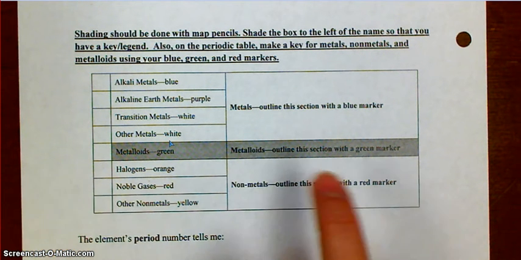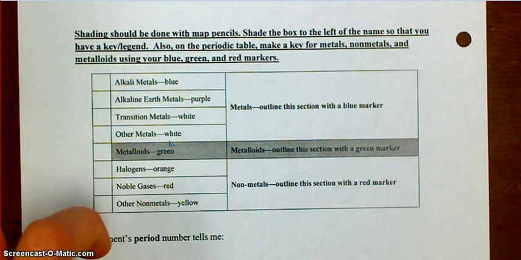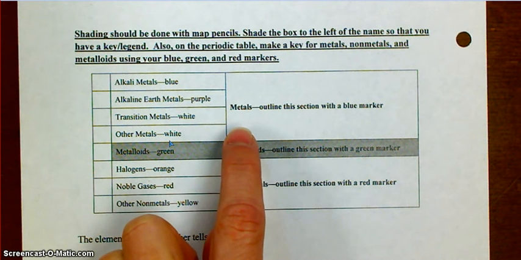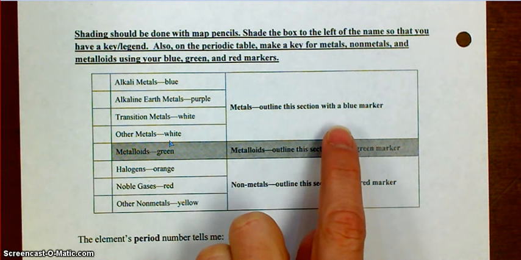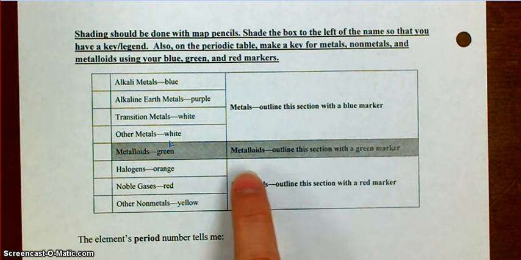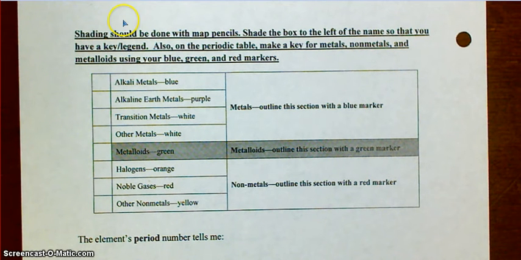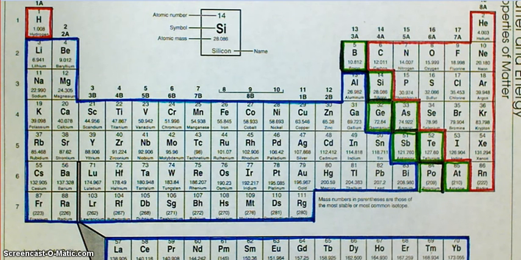Okay, the first thing that you're going to do really after you do this little key is take a marker and outline the metal section with a blue marker, outline the metalloids with a green marker, outline the non-metals with a red marker. And I'll show you what that looks like. Hang on. Okay, so once you do your marker outlining, this is what you should have.